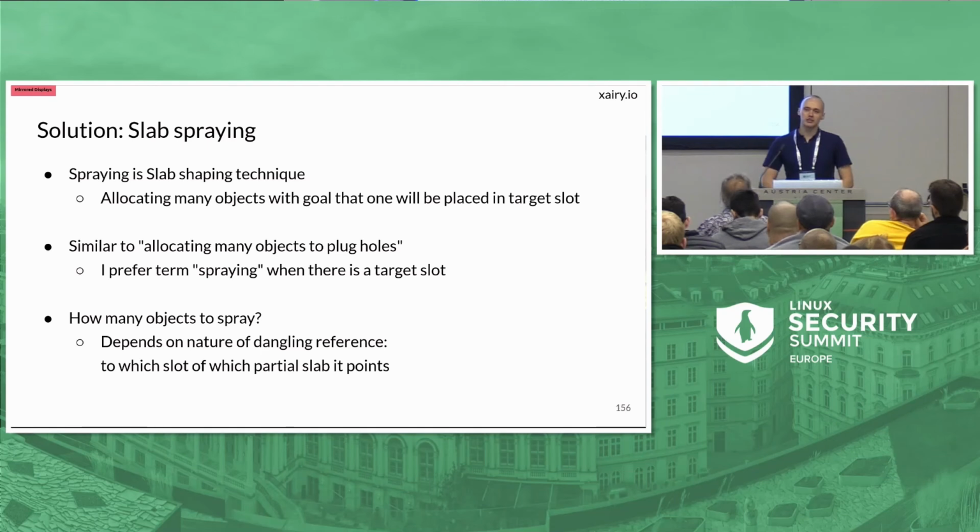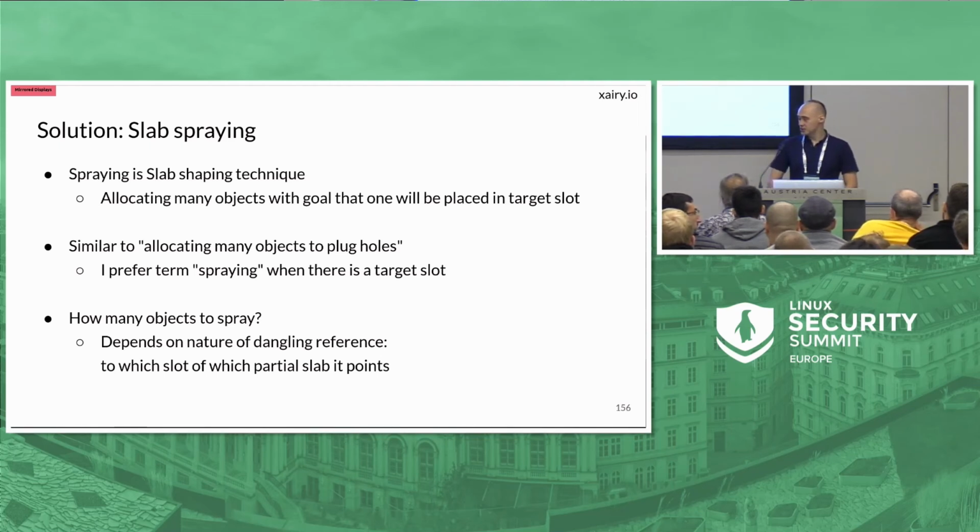So the solution here is very simple. We use slab spraying, and the idea is also very simple. Just allocate more objects. So remember, when we were trying to exploit use after free on the active slab, we just needed to allocate one object because we knew that the slot is on the lockless free list. But in this case, the slot is buried somewhere deep within the slab allocator free list. So we just need to fill all the slots before it. And this is when we use slab spraying.